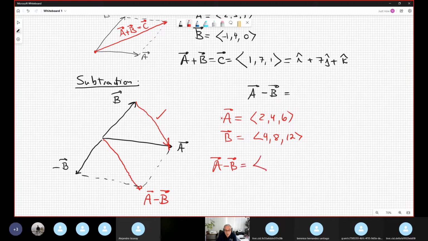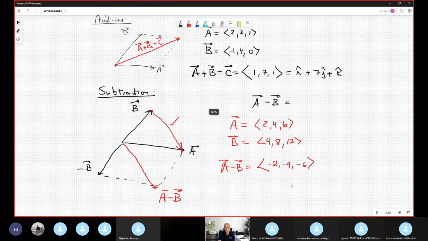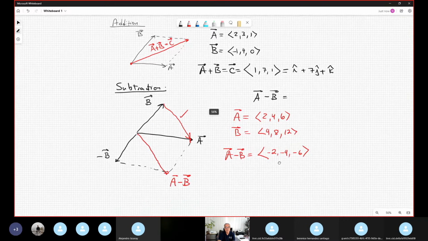Okay, a minus b, entonces subtraction, ¿no? 2 minus 4 es negative 2, ¿no? 4 minus 6 is negative 4. And this is 6 minus 12 is negative 6. Wow, super easy. Addition and subtraction, no problema.